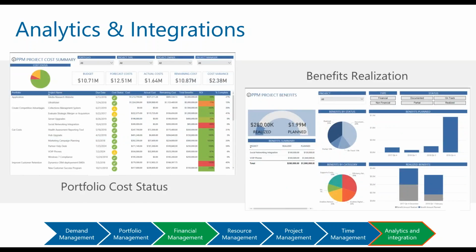And then from that analytics and integrations perspective, we can look at cost status and variances across an entire portfolio, or even really get visibility into benefits realization. We start talking about benefits when we're planning or justifying a project, but oftentimes we don't have good visibility into tracking the realization of those benefits, whether they actually occurred, and how much variance there might be between the two.